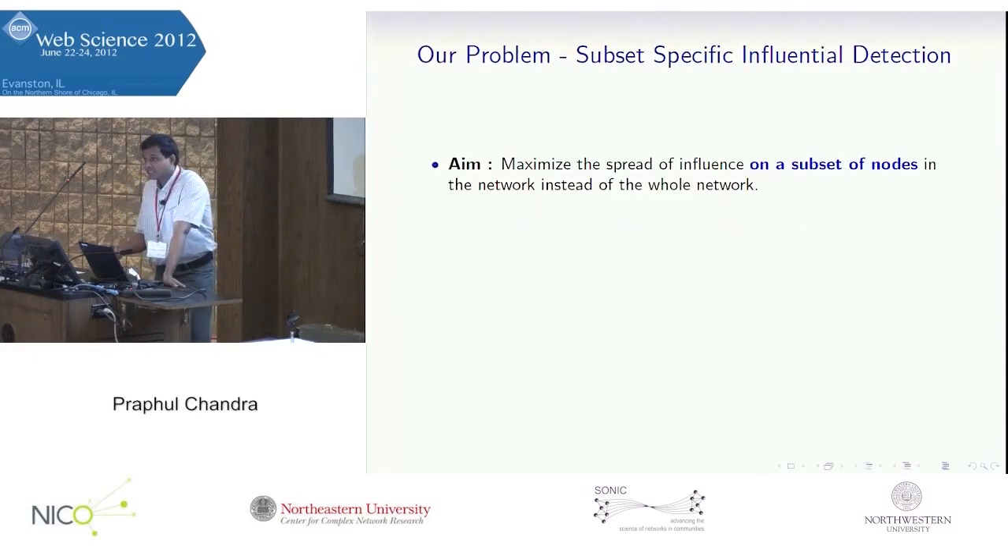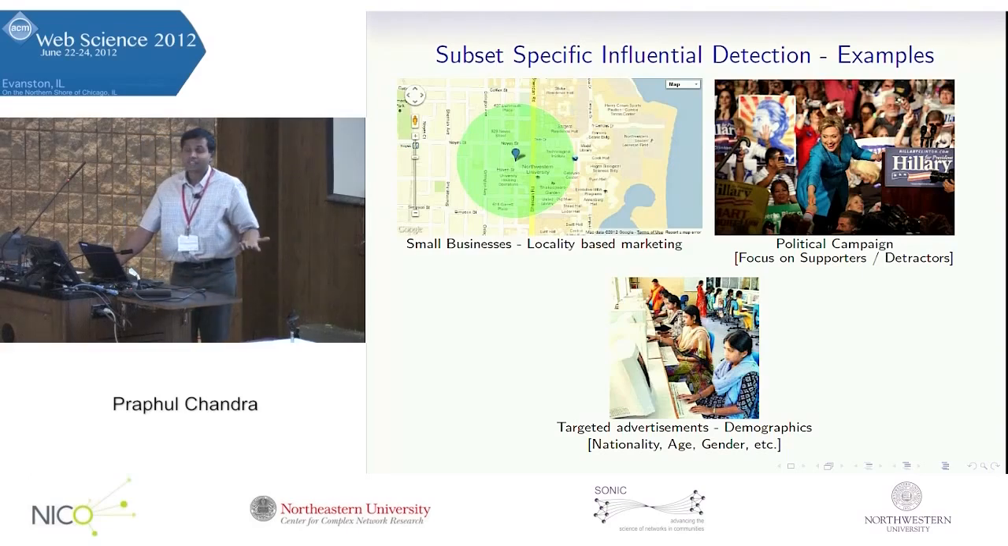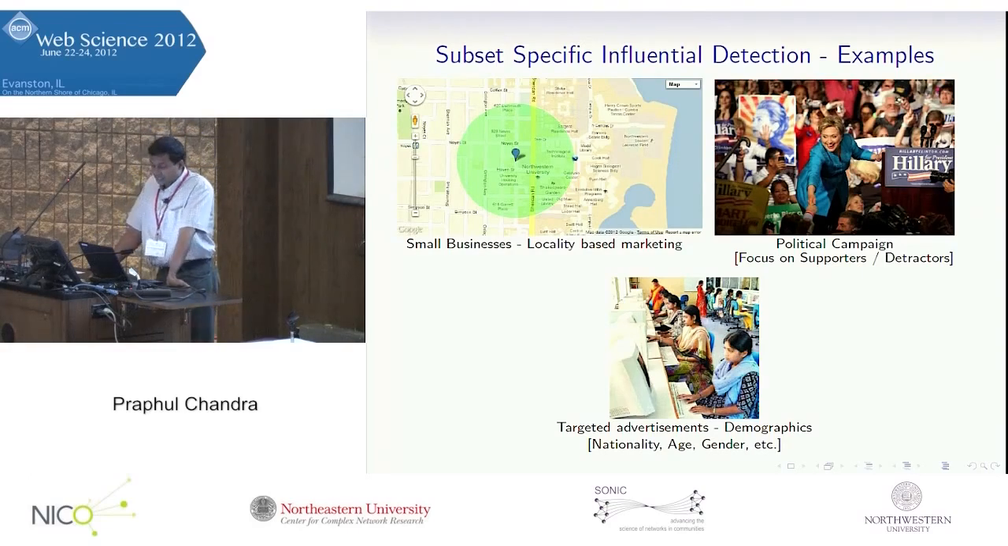So our problem is a subtle variation of the actual influential detection problem, where instead of focusing on the entire network to spread your influence, we try to focus on a subset of nodes in the network to spread the influence. Although this is just a subtle variation, it has several applications based on the choice of subset that you can take. For example, a grocery shop or a small business might want to target users within a 2-mile radius of its shop, or in a political campaign the parties might want to propagate the campaign through supporters or fans and critics. And of course, the natural segregation is to use demographics, which is either nationality or age or gender.